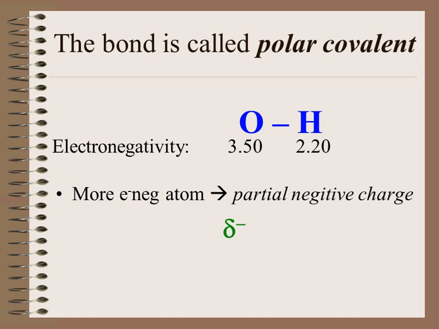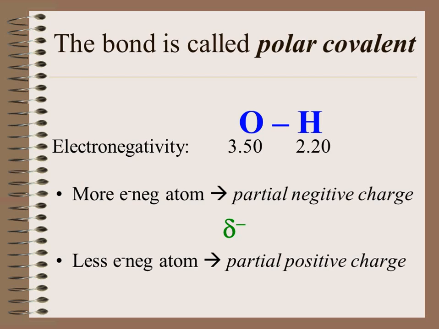And we use the lowercase Greek letter delta to represent partial. So delta minus is our partial negative charge. The less electronegative atom, in this case hydrogen, is having the electron drawn away from it, so the positive nature of its nucleus and its proton are more exposed, and therefore that end of the bond takes on more of a positive type appearance in terms of its charge. But again, it still has some of that electron density in that bond, and so it's not a full-blown positive charge, but yet we call it a partial positive charge.